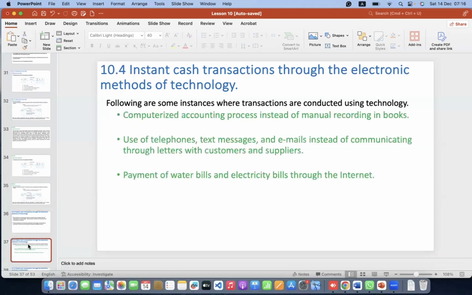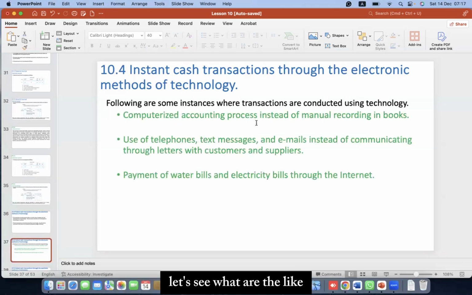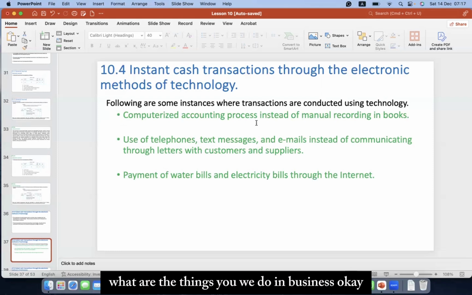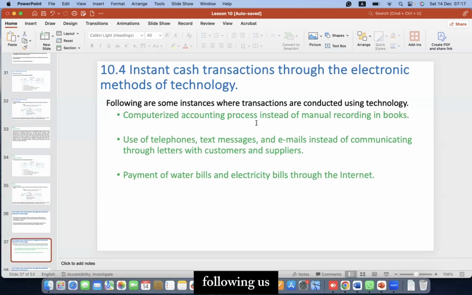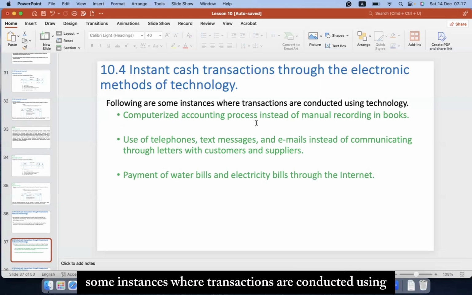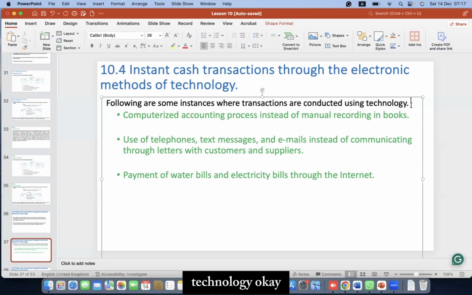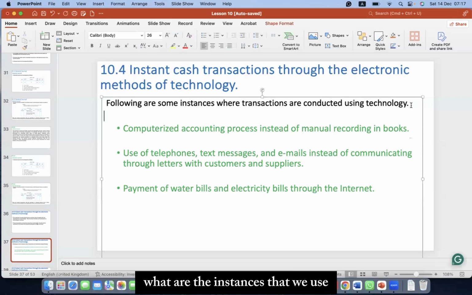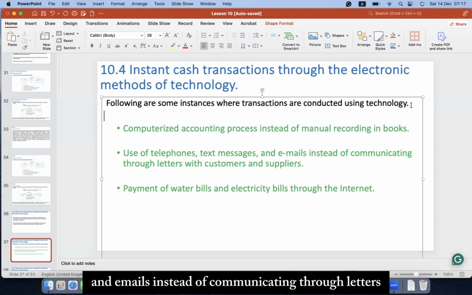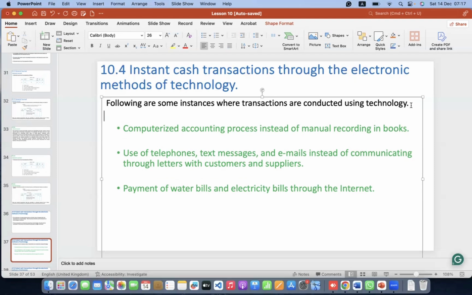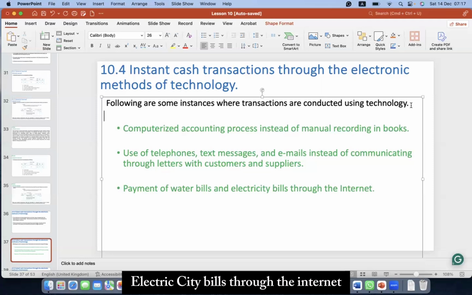Okay, let's see what are the things we do in business. Following are some instances where transactions are conducted using technology. What are the instances where we use technology to do transactions? Computerized accounting process instead of manual recording of books. Then use of telephones, text messages, and emails instead of communicating through letters with customers and suppliers. Payment of water bills and electricity bills through the internet.